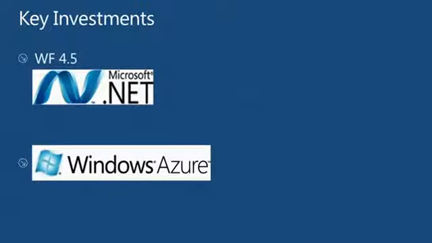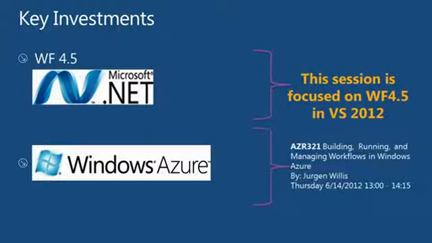All right, let's continue. We have two veins of investments that our team, from a workflow perspective in Microsoft, have been making. One is around these WF 4.5 investments, and this is all of the rich new features we've added based on customer feedback from .NET 4. The other vein is around our Windows Azure work. So we're doing a lot of work to make sure that workflows are easily runnable in Windows Azure, in web role, in worker role. And how many people happen to be at Jürgen Willis's talk on building workflows with Windows Azure? So we got a few people.